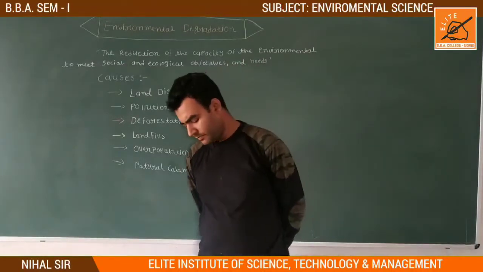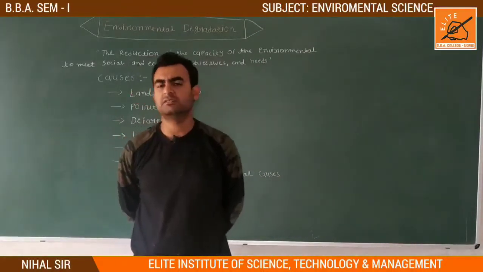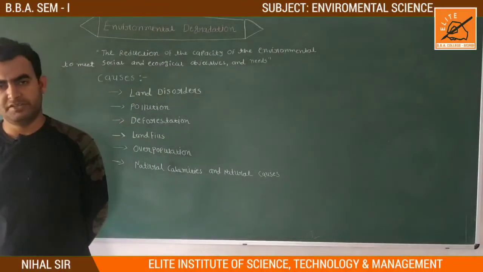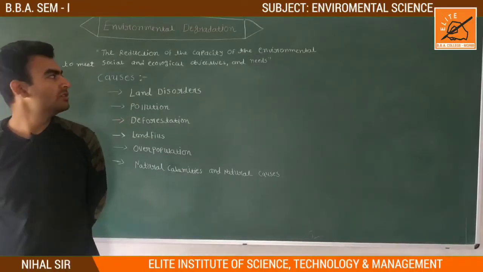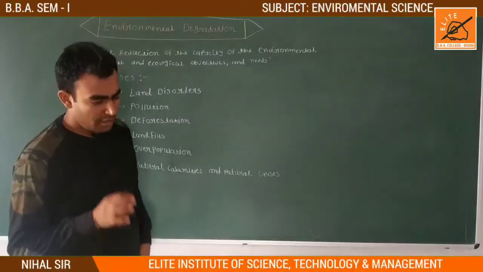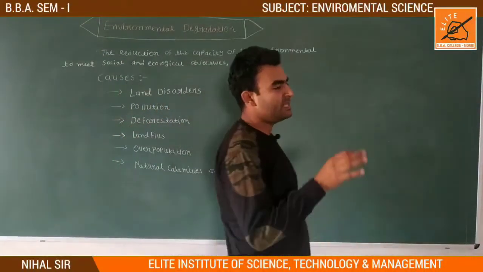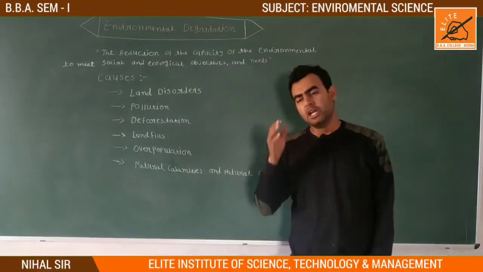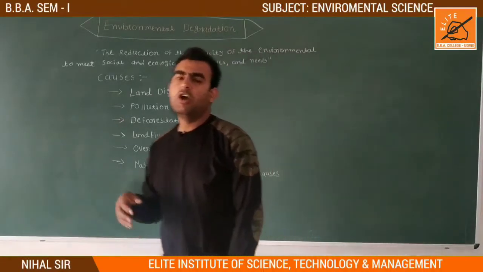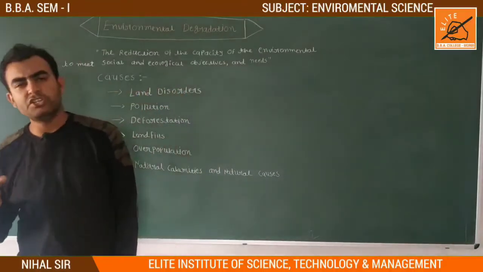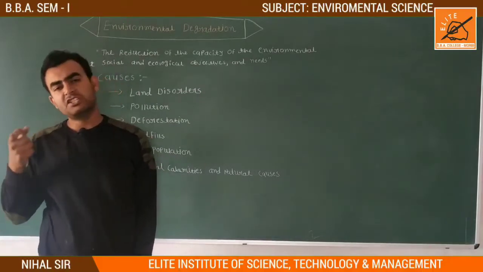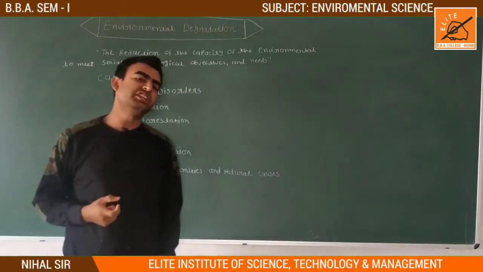And the impact of this degradation we can see on our environment. Done. So these are environmental degradation. In short, the meaning of environmental degradation is nothing but reducing the capacity, reducing the quantity of natural resources for personal usage. It's called environmental degradation.